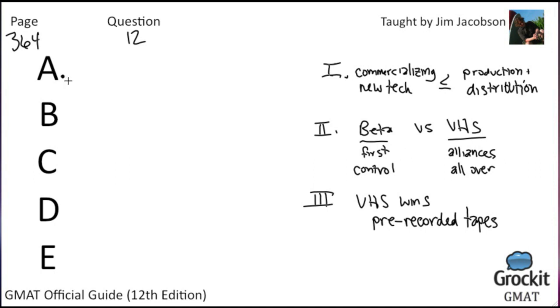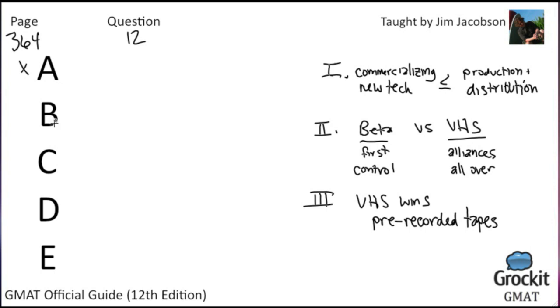So let's just see what the answer choices give us. Answer choice A, evaluating two competing technologies. Well, Beta and VHS, I guess you can think of them as different technologies, but there isn't really an evaluation of what made them different in terms of how the information was recorded on tape or anything like that. So it's more an evaluation of the different business strategies rather than the technologies.